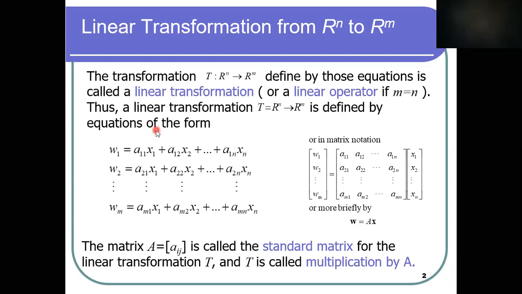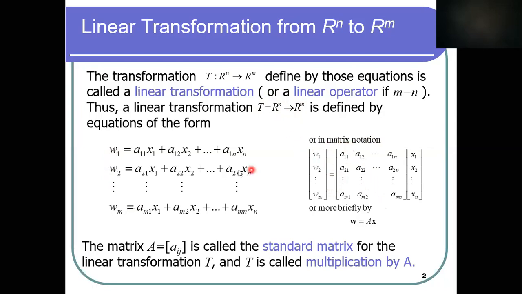It takes an n-tuple, that is x1, x2, ..., xn, which are elements of Rn, and maps it to Rm, that is w1, w2, ..., wm. Since this is a transformation from Rn to Rm, the order of the matrix corresponding to this transformation is m cross n. This is m cross n.